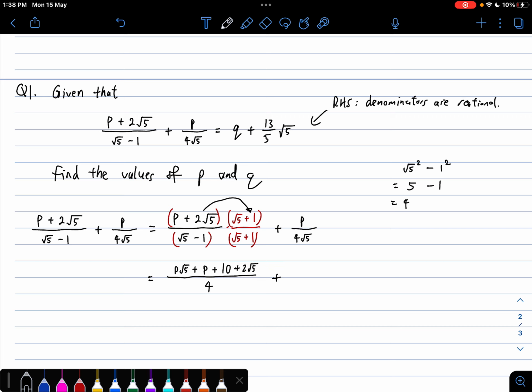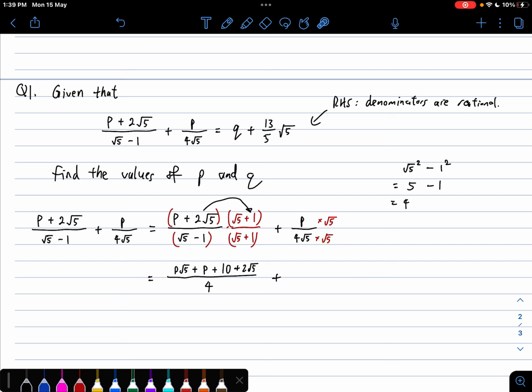Plus, this is p over 4 root 5. You can multiply top and bottom by just a root 5. Take note, when you have a plus or minus going on in the denominator and it involves a square root, you multiply top and bottom by the conjugate surd. Whereas if you only have a single term, no plus or minus going on, just a single square root, you only need to multiply by itself, the square root 5. Don't need to plus, don't need to minus.